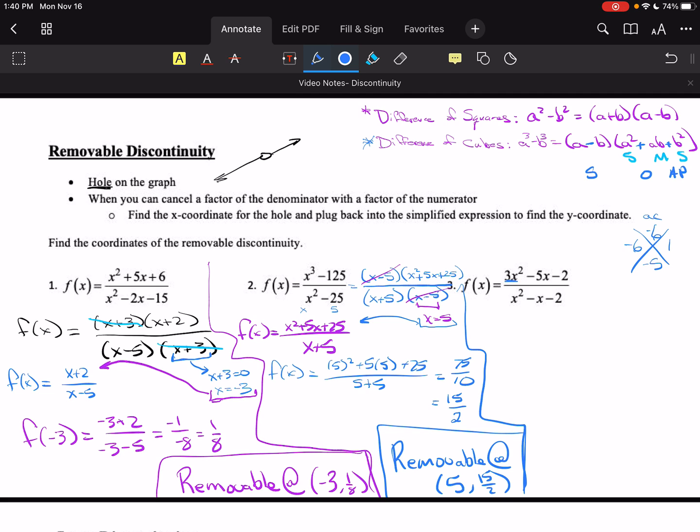Now I'm going to set that up to do grouping. So we would have 3x squared minus 6x plus 1x minus 2. Do my grouping. And I see that I could take a 3x out of the first two terms, and a +1 out of the last two terms. So my two factors would be 3x plus 1, x minus 2. So that's the new top, right? The new numerator.